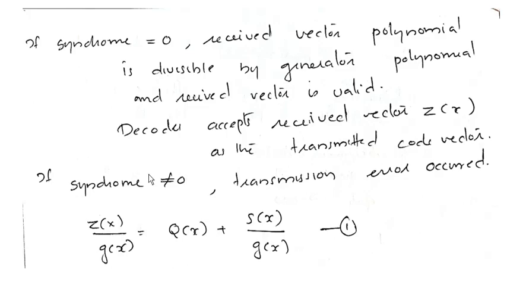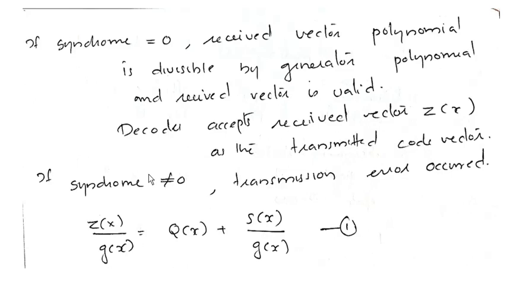If the syndrome is 0, we can say that the received code vector is valid. That means the received code vector is the same as the transmitted code vector, or we can say that the received vector polynomial is divisible by the generator polynomial, and the received vector is valid if the syndrome is 0. If the syndrome is not equal to 0, it means a transmission error has happened. So we can see how the decoder will check that.